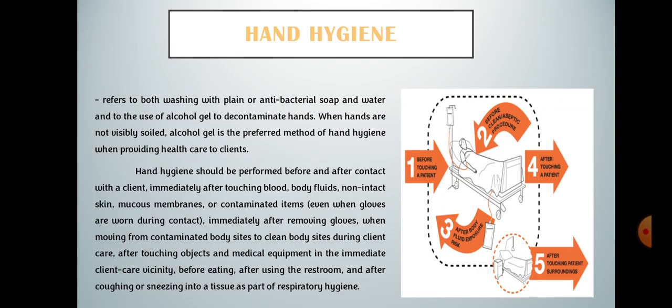Next, what is hand hygiene? Hand hygiene refers to both washing with plain or antibacterial soap and water, and to the use of alcohol gel to decontaminate hands. When hands are not visibly soiled, alcohol gel is the preferred method of hand hygiene when providing healthcare to clients. Hand hygiene should be performed before and after contact with the client, and immediately after touching blood, body fluids, non-intact skin, mucous membrane, or contaminated items, even when gloves are worn during contact.